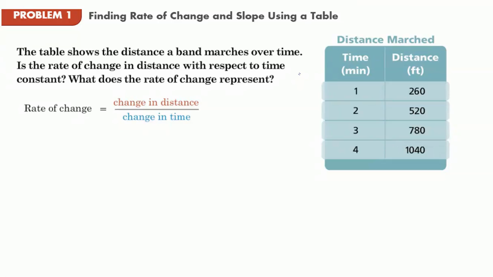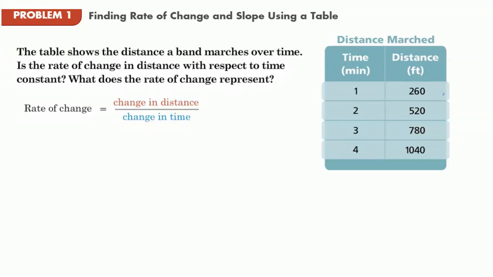So looking at the first problem, we're going to find the rate of change and slope using a table. The table shows the distance a band marches over time. Is the rate of change in distance with respect to time constant? What does the rate of change represent? So we look at our table and they're looking at distance over time. So we're looking at the change in distance divided by the change in time, or the change in y over the change in x. So let's first start by looking at that change.